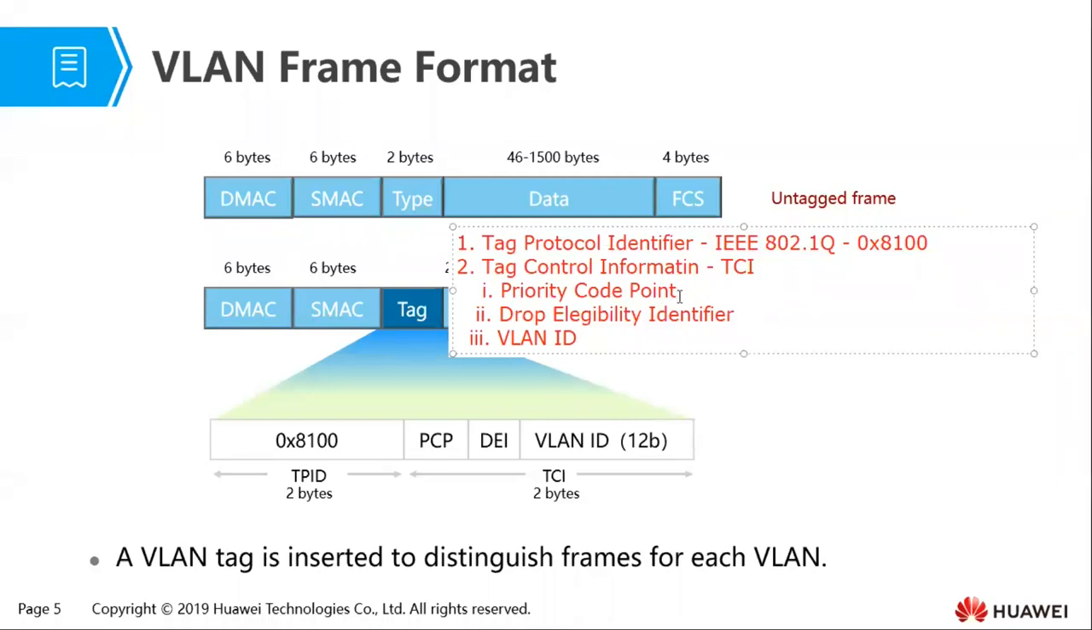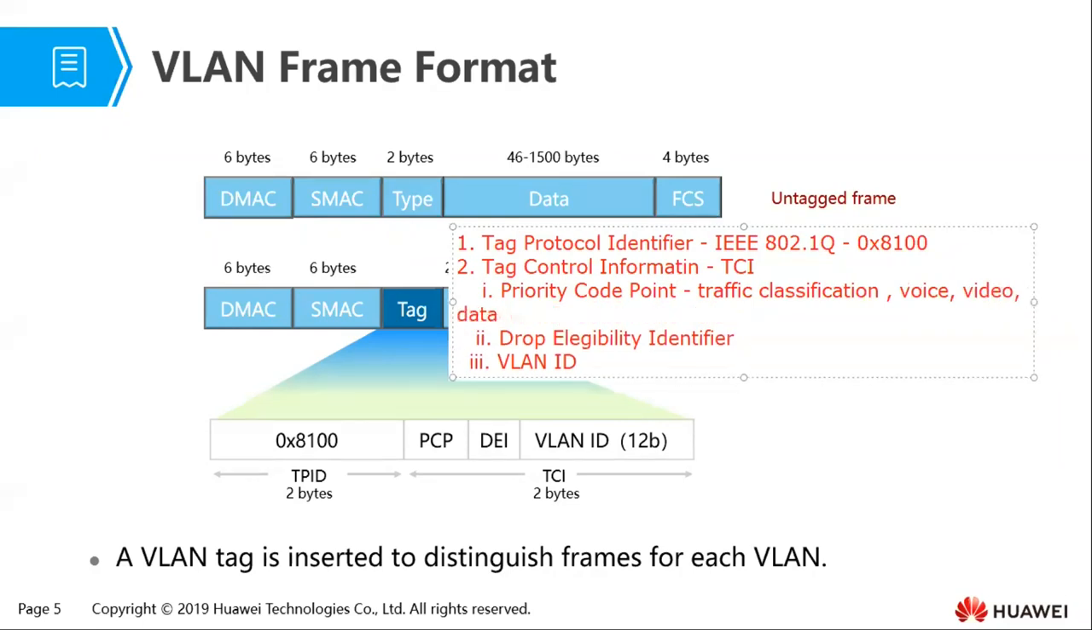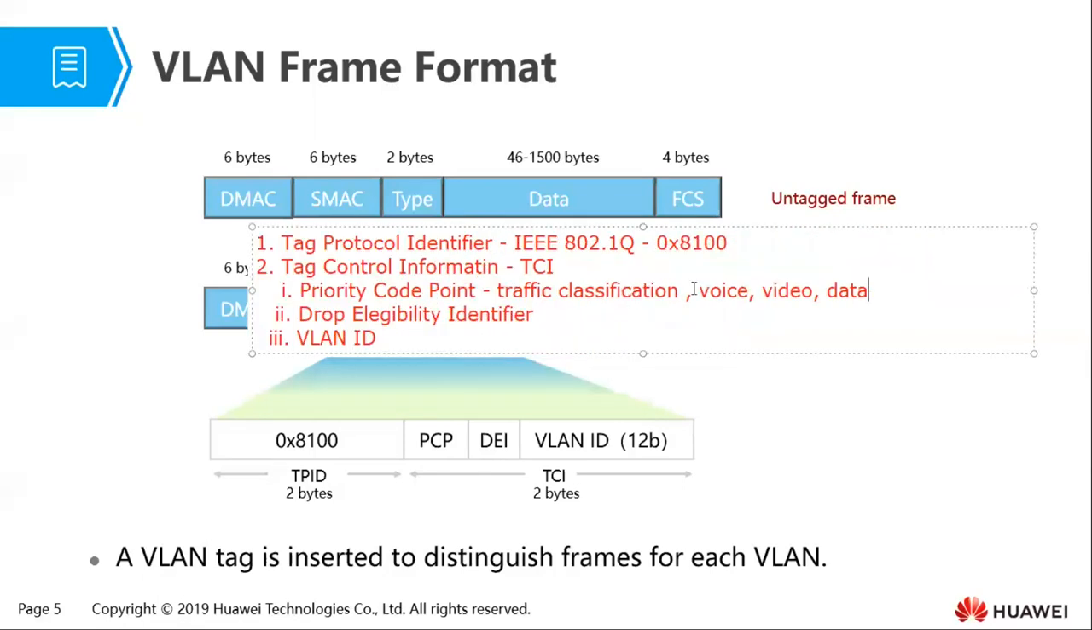So priority code point, what's the purpose of the priority code point? It's used for traffic classification. In the network, we have different types of data that have different priorities. So for example, we have voice, we have video, and we have just normal data. Things like voice and video, which are real time, might want to have a higher priority, as we are going to see with voice VLANs. So when that particular data is voice, then the priority code point is going to be set. It ranges from a value of 0 all the way to 7, depending on the priority.